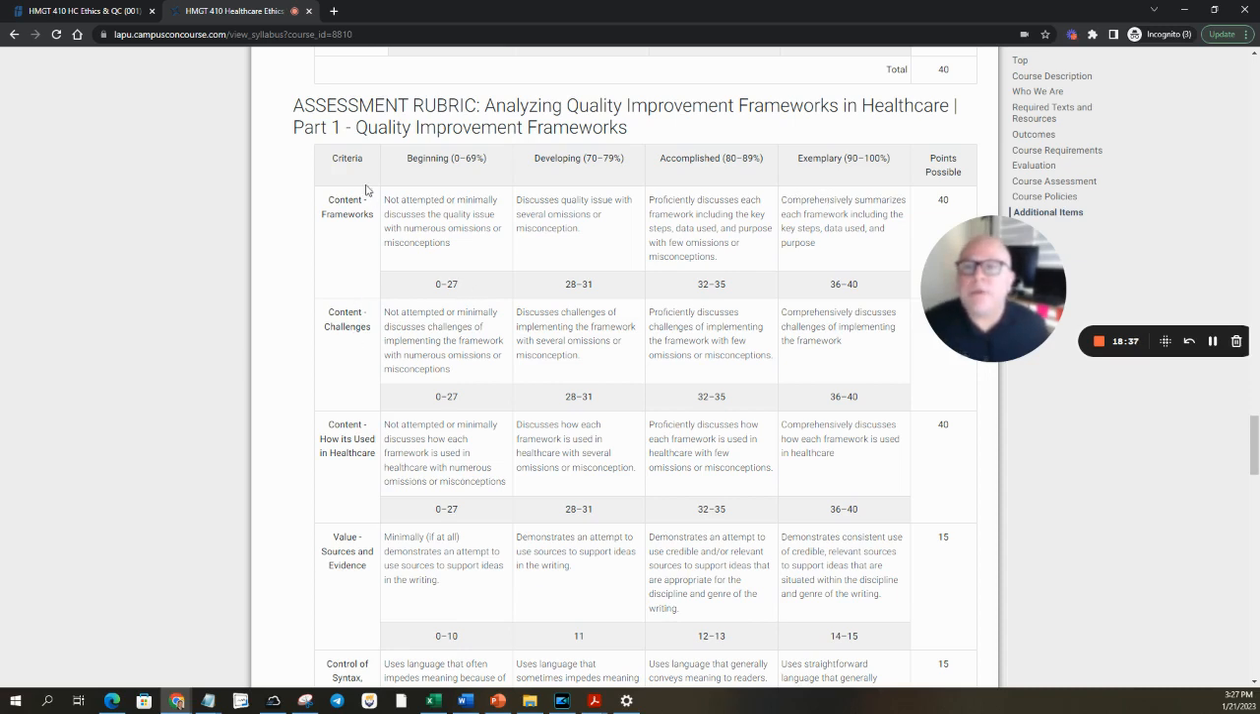Content, so these are content sections, right? These first 3. So frameworks and then challenges. Again, comprehensively discusses challenges of implementing the framework, all right? Number 3 here, how it's used in healthcare. Comprehensively discuss how each framework is used in healthcare. Remember, healthcare is a broad area, okay? So those are the content sections.